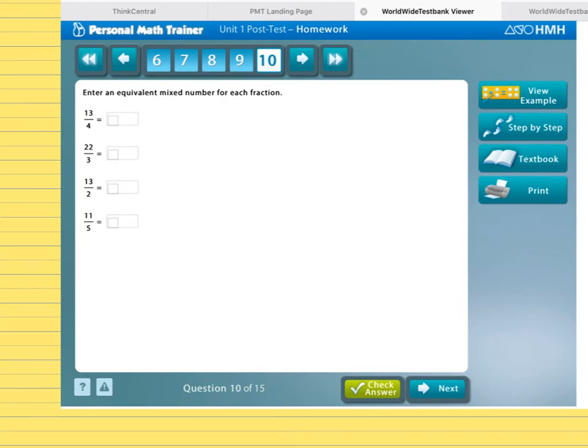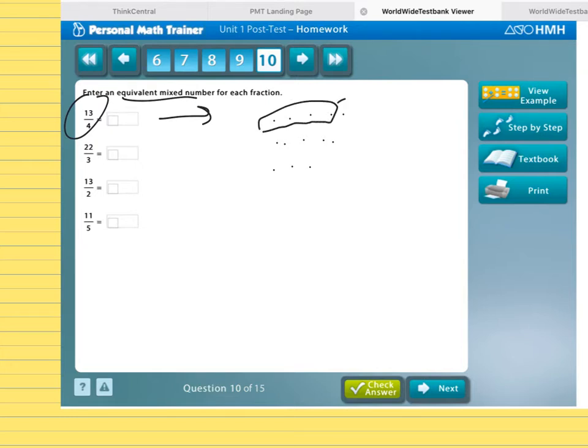This question is fairly easy. You just need to enter an equivalent mixed number for each fraction. So we are just going to be converting each of these into a mixed number. I'll do it multiple ways. First way I'll do it is I'll just draw 13 parts. 5, 10, 13, and I'll circle groups of 4.